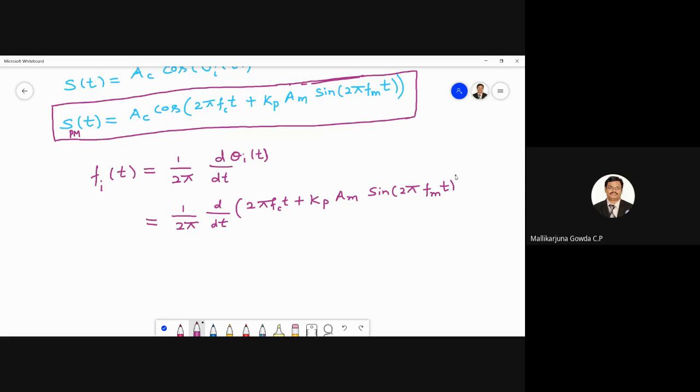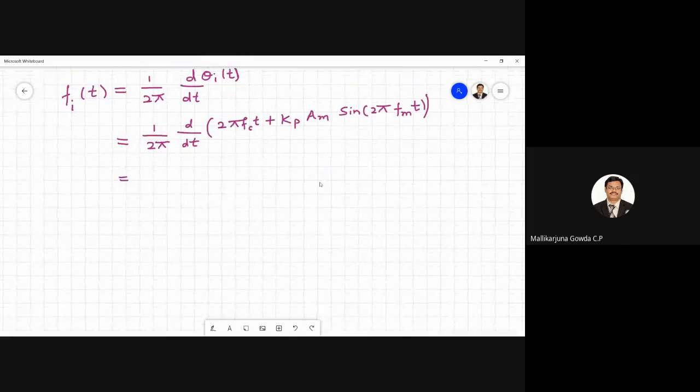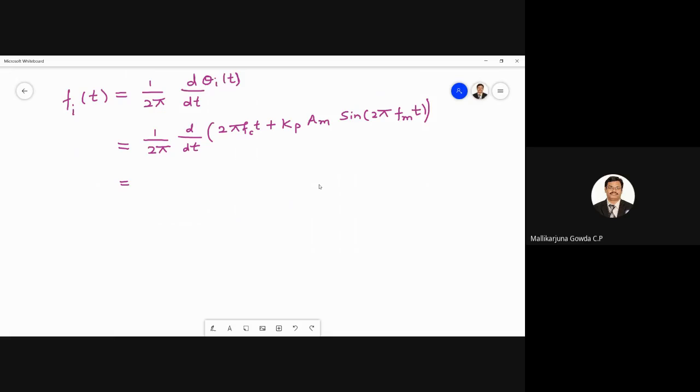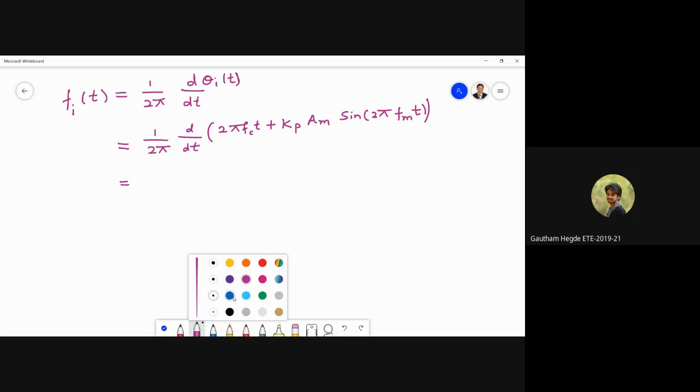Okay. Gautam Hegde, can you say what is the differentiation of this one? What is the first part I can write? 1 by 2 pi. See, d by dt of 2 pi fc t. What will you get? The 2 pi will get cancelled, no? So you will be getting just fc only.